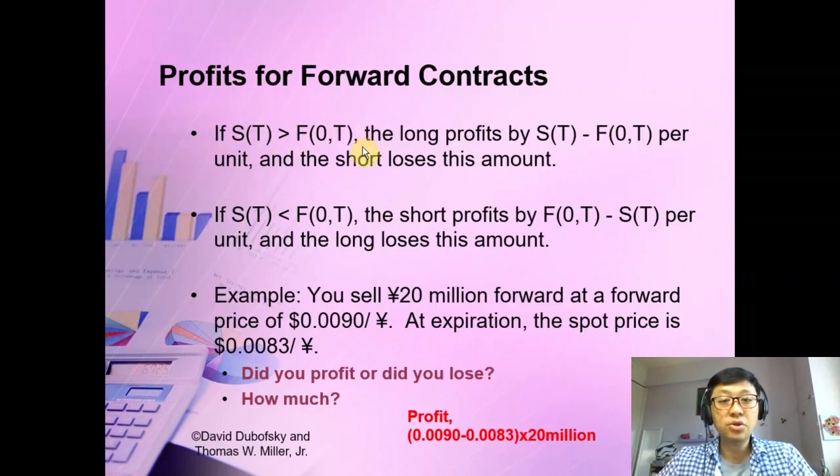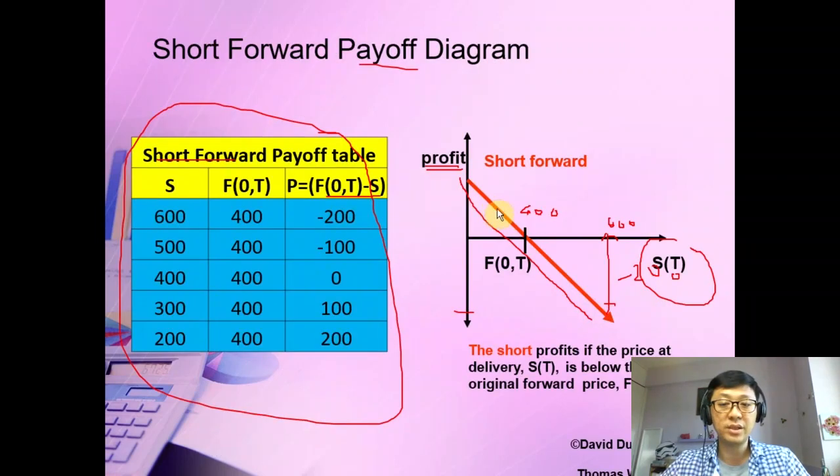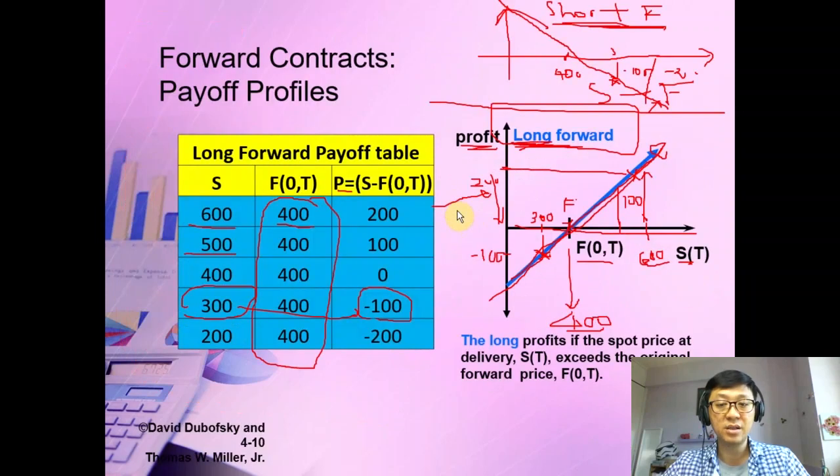So in short, there is a profit for the long whenever the spot price is greater than the forward price. On the other hand, the short will lose. Whereas the short will make a profit whenever the spot price is less than the forward price. So when the spot price is less than the forward price, the short will make profits over here, whereas the long will lose.